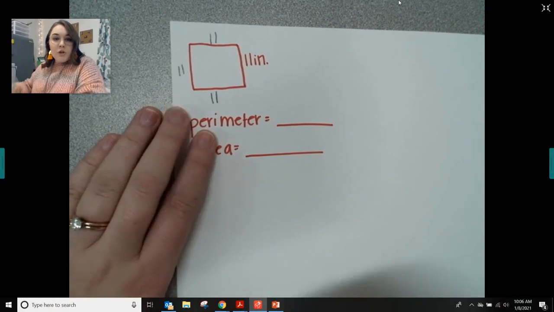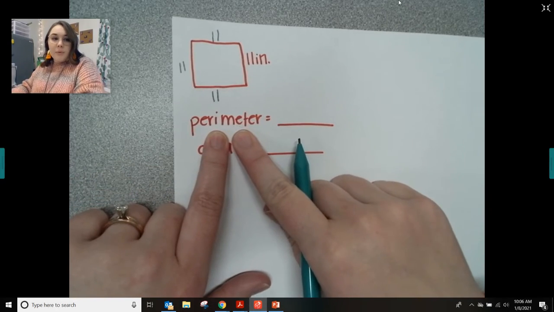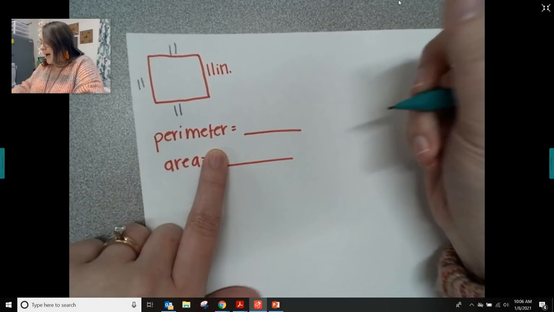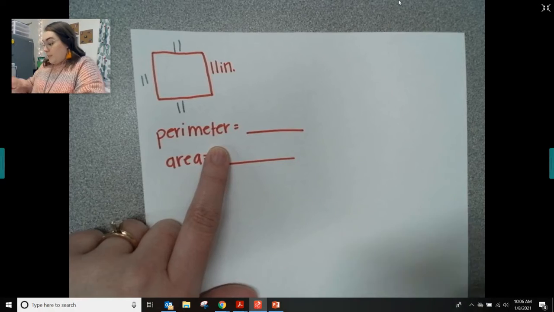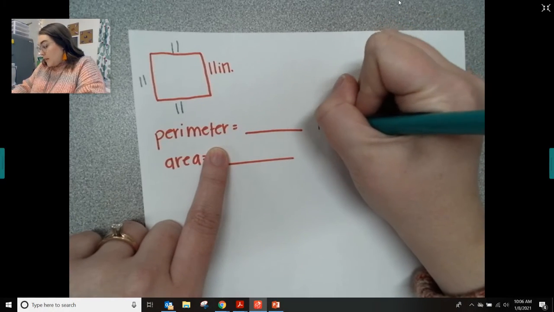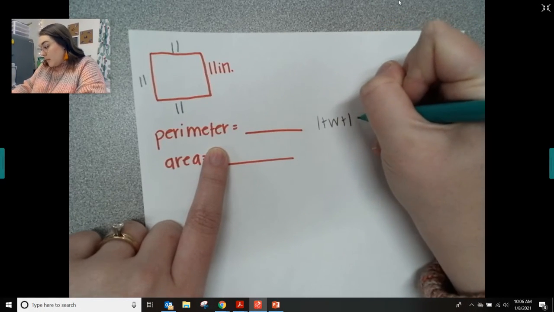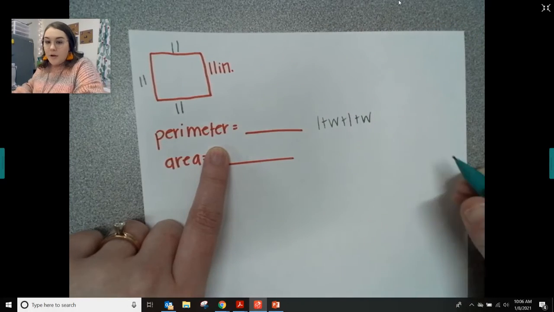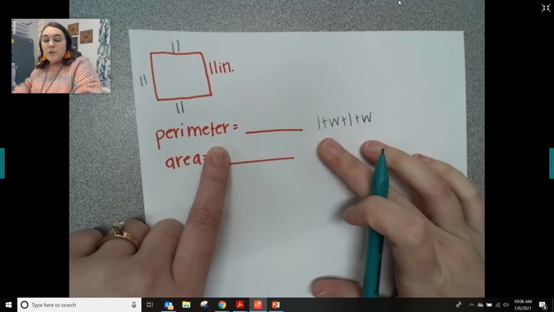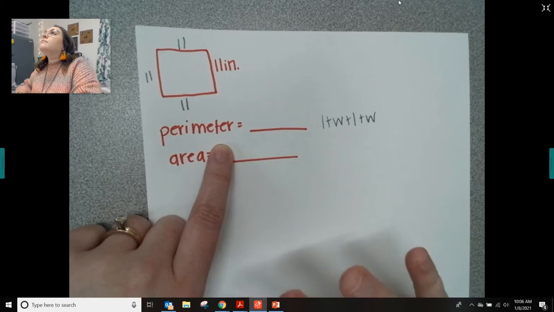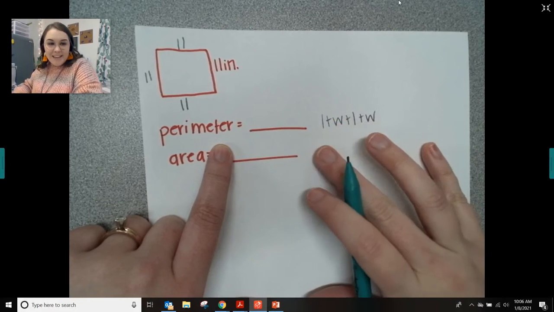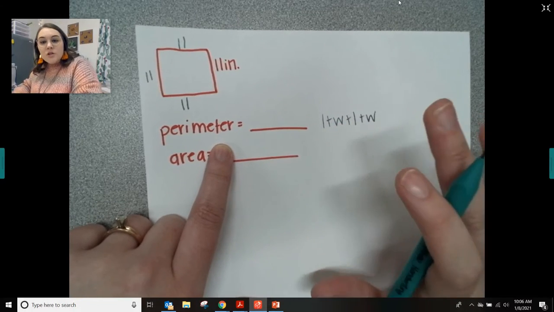Okay, step number 2 is figuring out, well, what's the perimeter? Well, I know that the formula for perimeter is length plus width plus length plus width. So right now on your paper, I want you to write that down. The formula for perimeter is length plus width plus length plus width. So write that down.